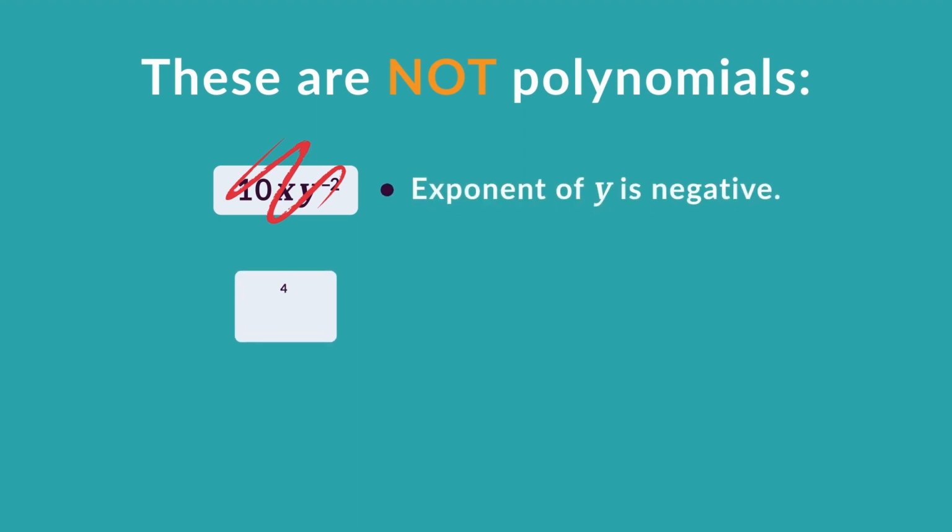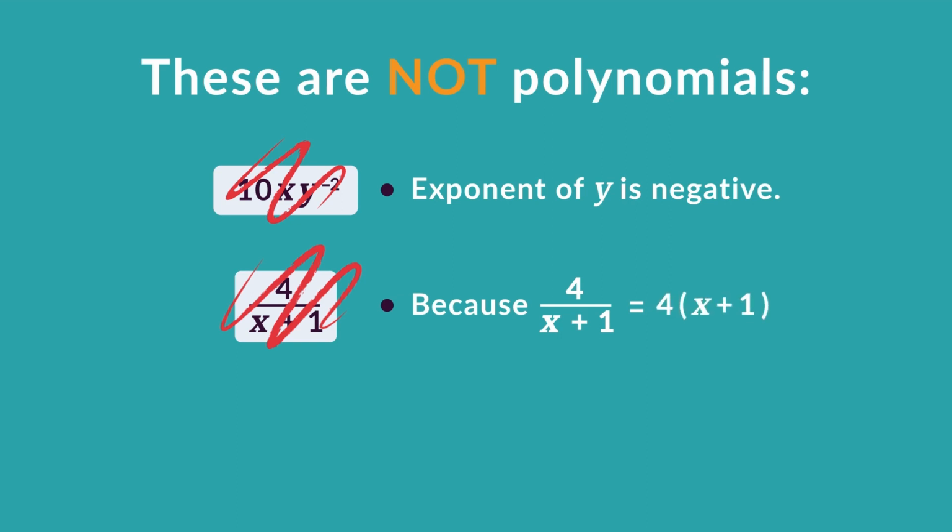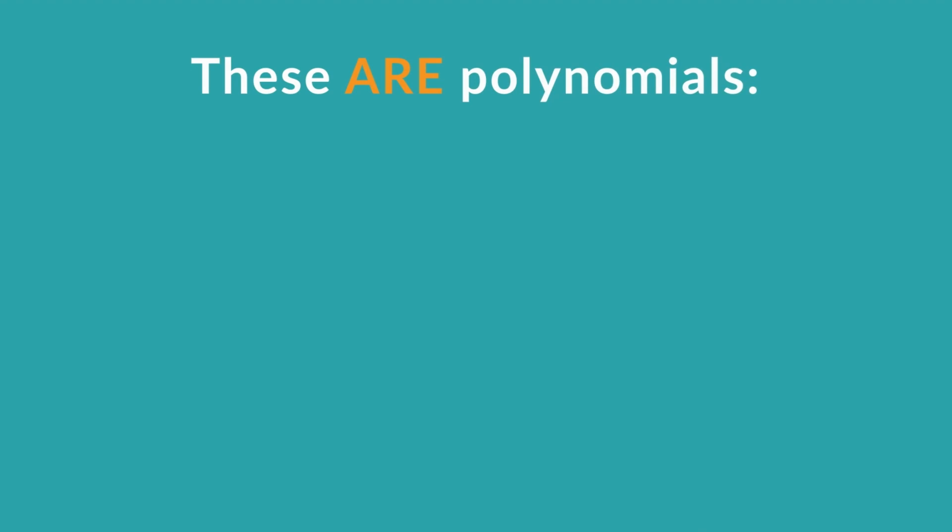Therefore, these expressions are not polynomials. 10xy to the power of negative 2 is not a polynomial because exponents may not be negative. 4 divided by x plus 1 is not a polynomial because a polynomial may not have a variable in the denominator. The term x plus 1 would be raised to negative 1 as it is in the denominator. The square root of x is not a polynomial because this would be raised to the power of 1/2. Sometimes it may look like an expression is not a polynomial, but if you check, you will see that it is.